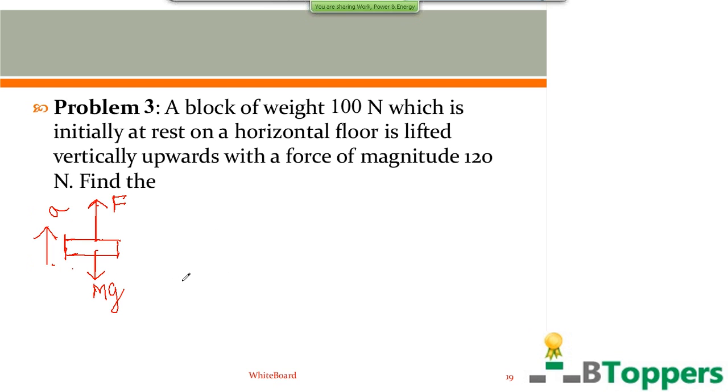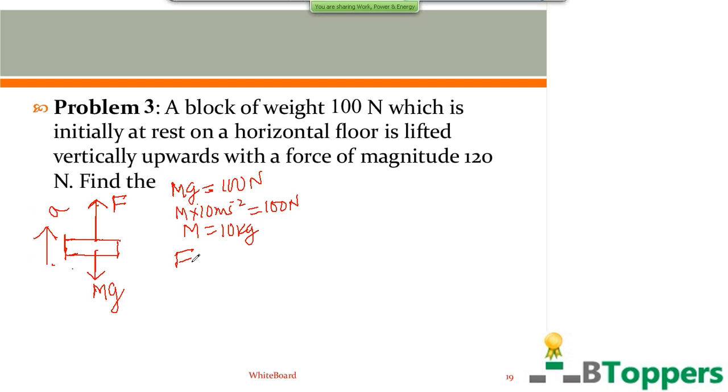So come on, look at the solution of the problem. It is given that the weight of the block is 100 newtons and g is 10 meter per second square. So you can substitute g equal to 10 meter per second square on the left side to find the mass of the block. So the mass of the block you get is 10 kg.